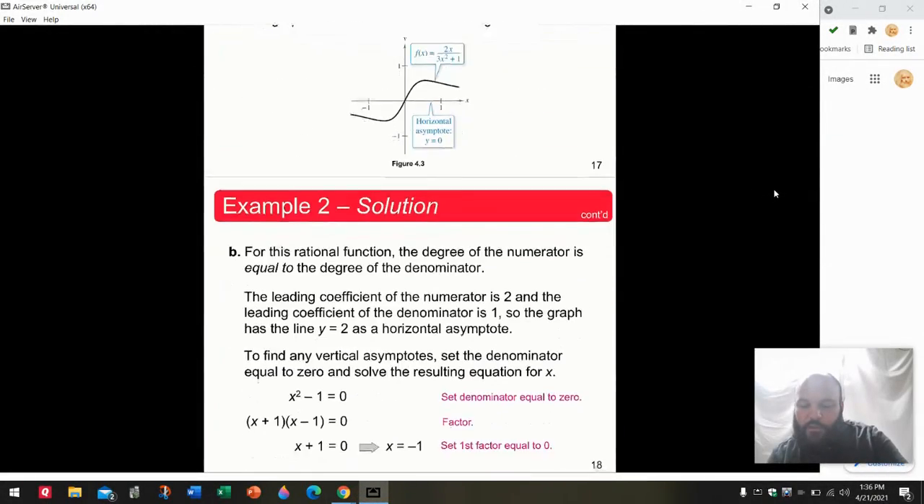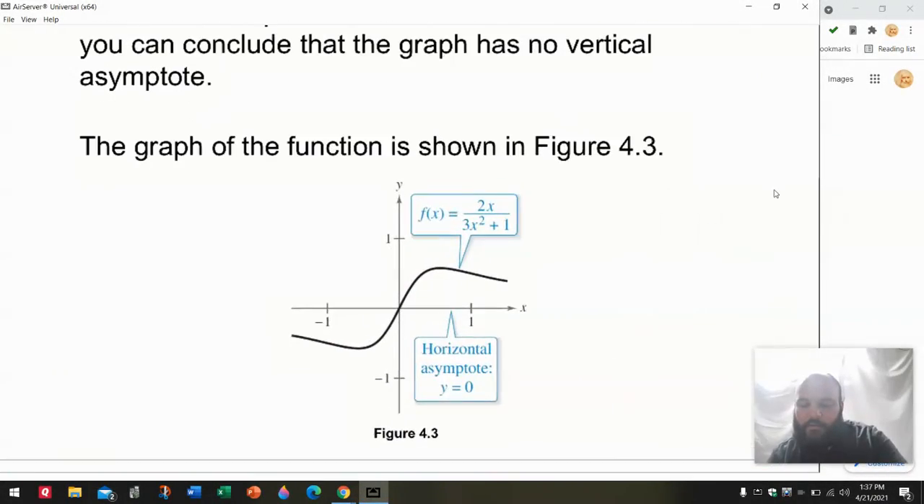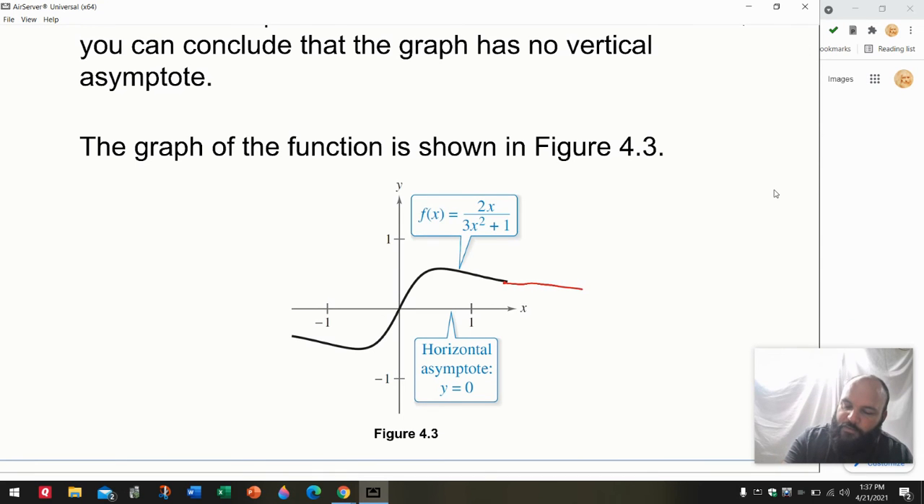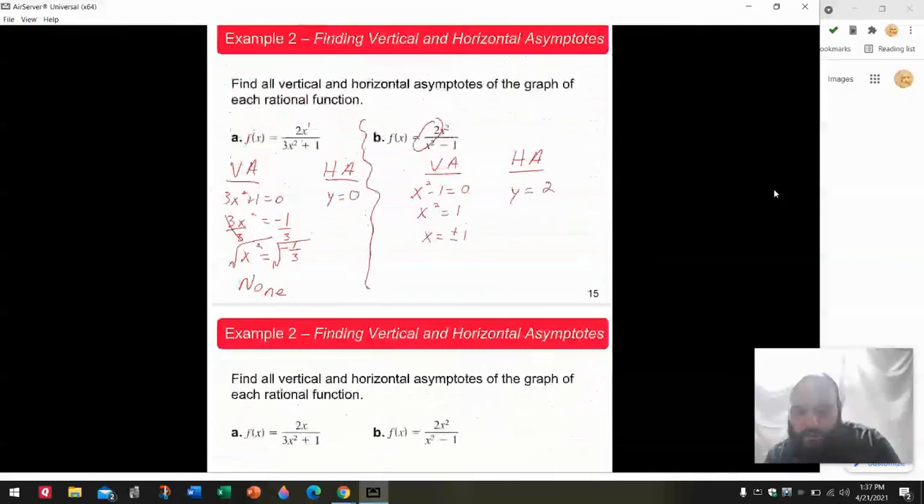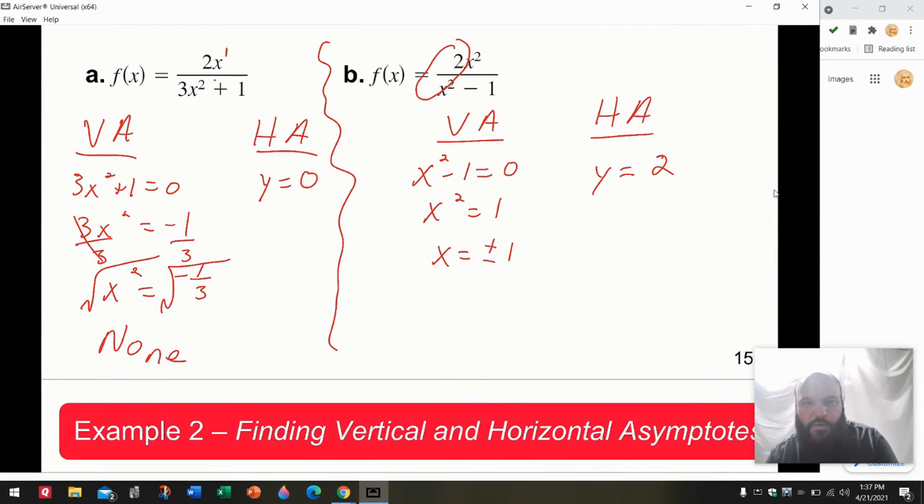Now, if you look at the graph of the first one, you can see that as this graph would extend, it would start to flatten out, and there is a horizontal asymptote right there. But there's only one, and that's what we figured out from here. There's a horizontal asymptote at y equals 0, but there was no vertical asymptote.